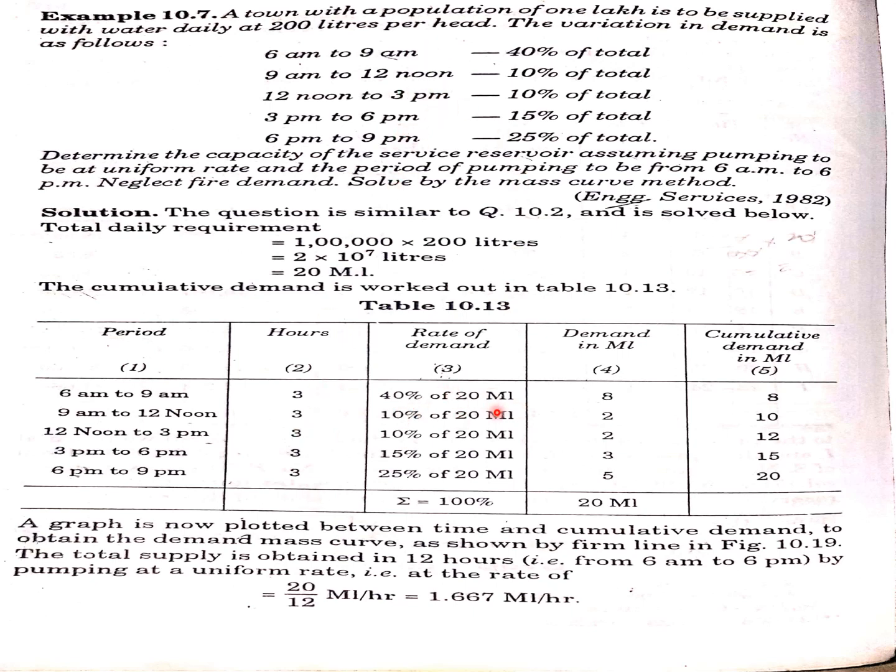So 40% of the 20 million liters, how much is that? 40 by 100 into 20 is 8. Then 10% of 20 million liters is 2, then 10 is 2, 15 is 3, 25 is 5. So then calculate the cumulative one: 8, 10, 12, 15 and 20. This will be the cumulative one. So for each hour, 20 divided by 12, we can calculate the million liters per hour.